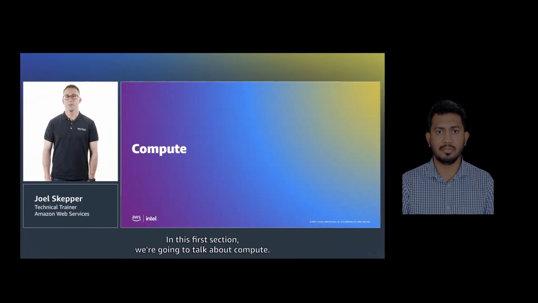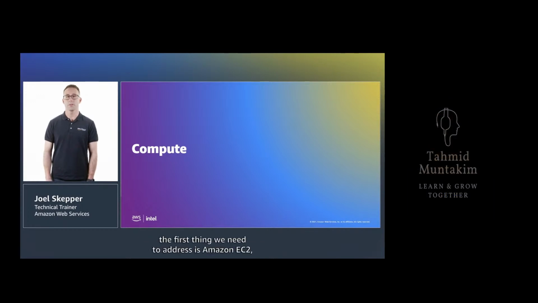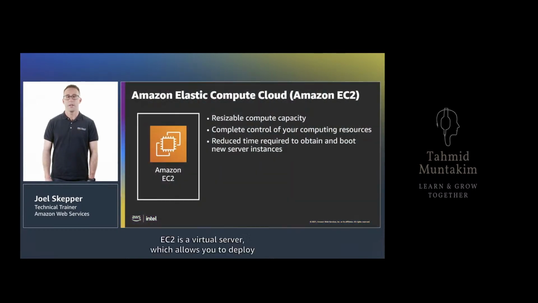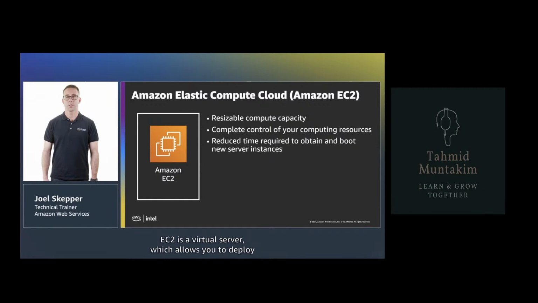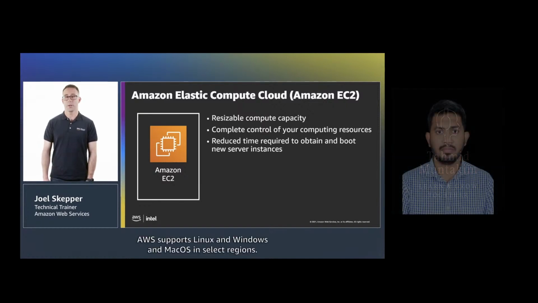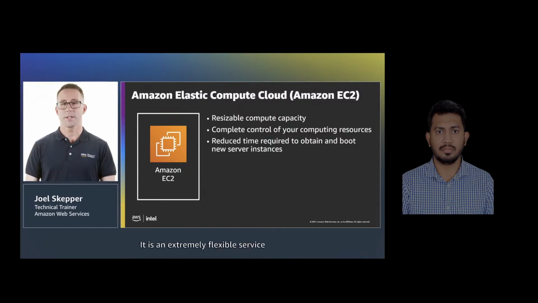In this first section, we're going to talk about compute. And really, to talk about compute, the first thing we need to address is Amazon EC2, or Elastic Compute Cloud. EC2 is a virtual server, which allows you to deploy or migrate workloads directly from your on-premises infrastructure into the cloud. AWS supports Linux and Windows, and macOS in select regions. It is an extremely flexible service that gives you complete control over your servers.